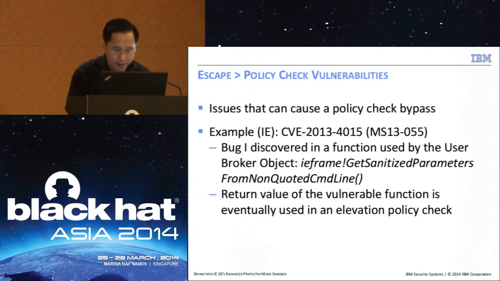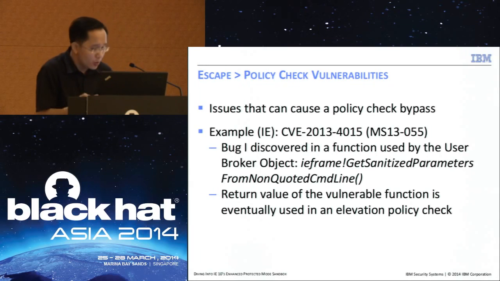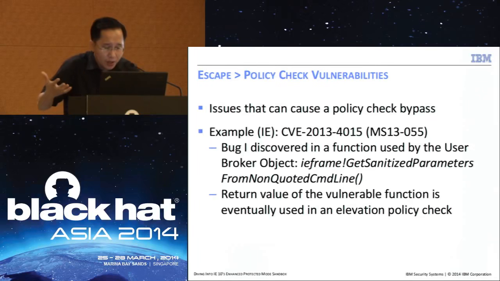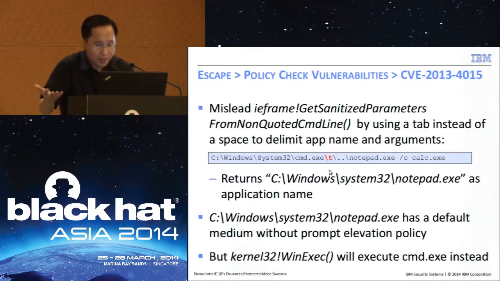And this time I got lucky. I found a bug that allowed me to launch an executable in Medium without any prompt. The bug was in a command line parser, whose result is eventually used in an elevation policy check. And that is not all. The bug was very easy to exploit. You just need to use a tab instead of a space for delimiting an application name and arguments.